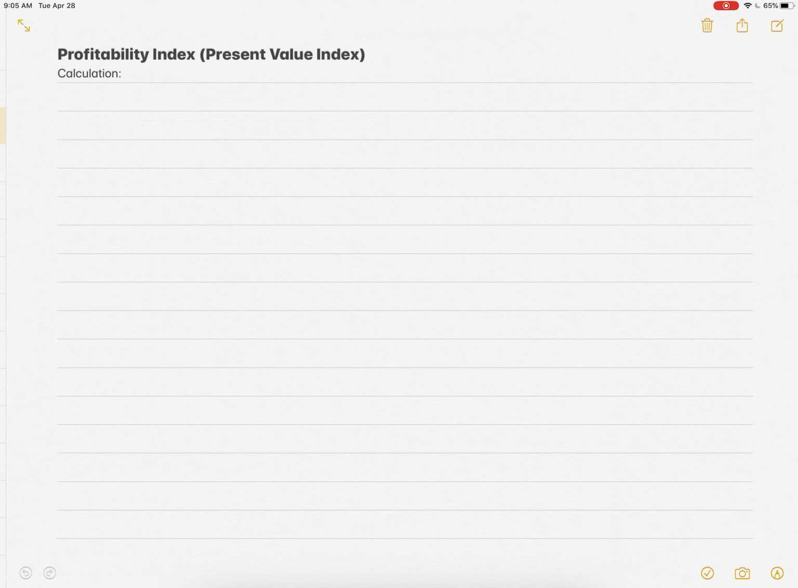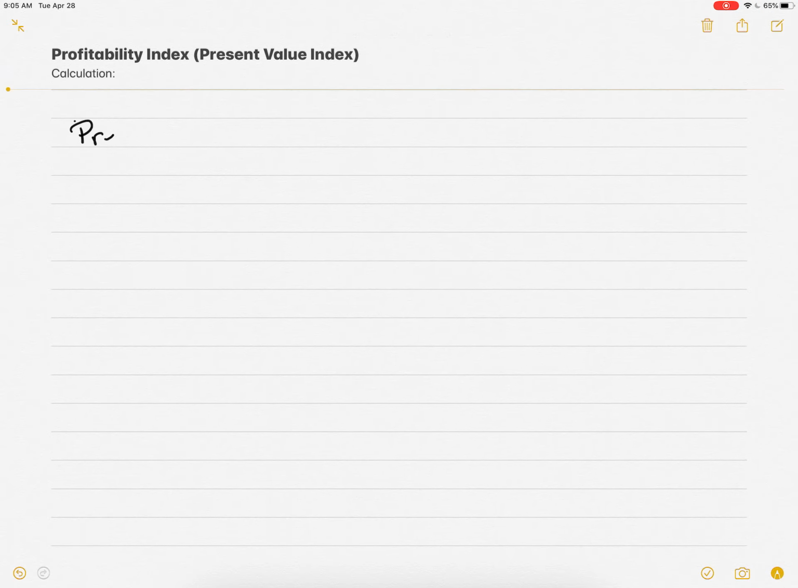So let's look at now how we use that to find our profitability index. To get to that profitability index, we're taking our present value. Now here, notice it's present value, not net present value. That's your present value of cash flows. And we're going to divide that by our initial investment.